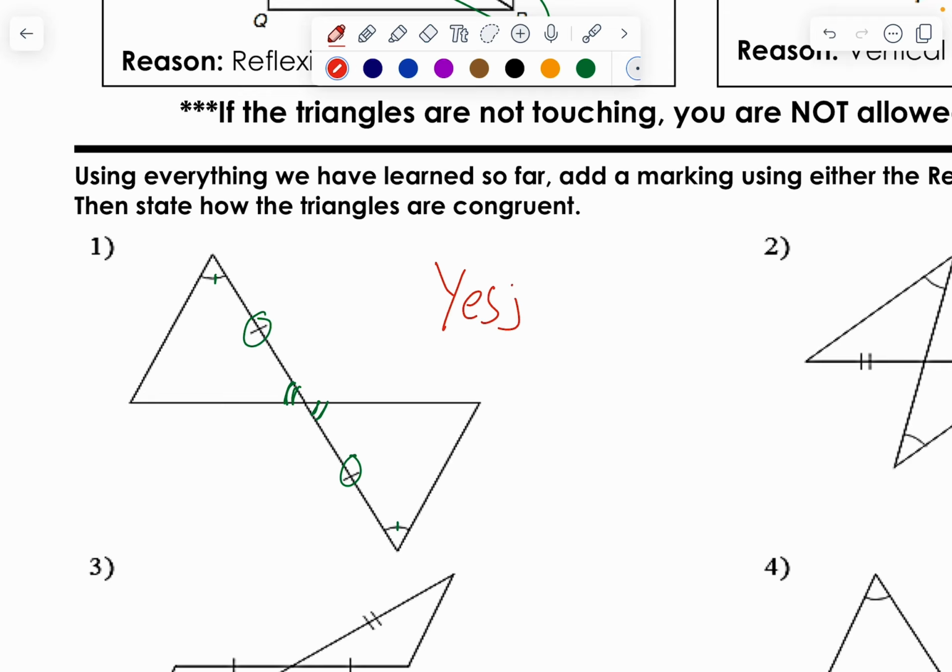What's the reason why they're congruent? It fits the side, angle, side theorem. No, it does not. It fits the angle, side, angle theorem. Very important, especially when you get down to a quiz or a test. If you put down the wrong reason right over here, points off. This is angle, side, angle.